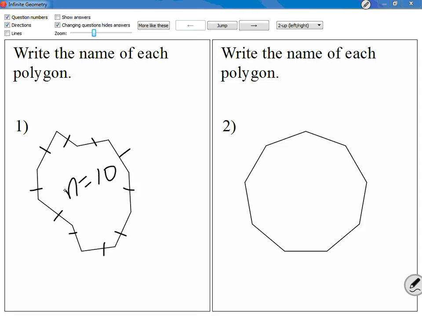My little slashes, I'm not saying they're all marked the same way. I was just using those to count. So I'm not marking them saying they're all the same length. So how do we call the polygon that has 10 sides? Decagon.